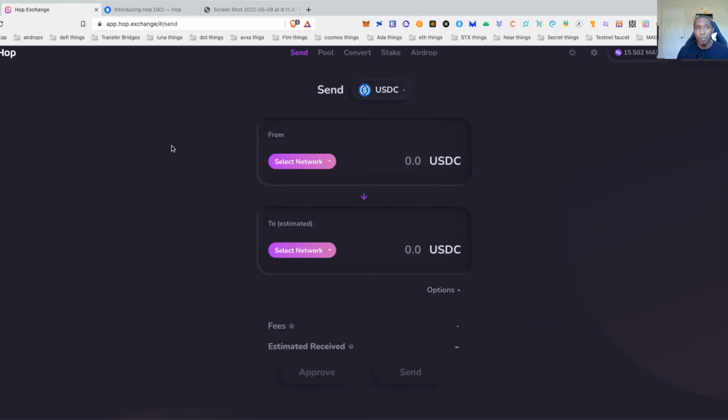Hop Exchange. I keep wanting to say Hop Protocol. Hop Exchange is a site where we know we could come over here and bridge into layer two networks as well. You could do swapping, you could do some liquidity pooling. And if you did any of those, it possibly may have qualified you for an airdrop.